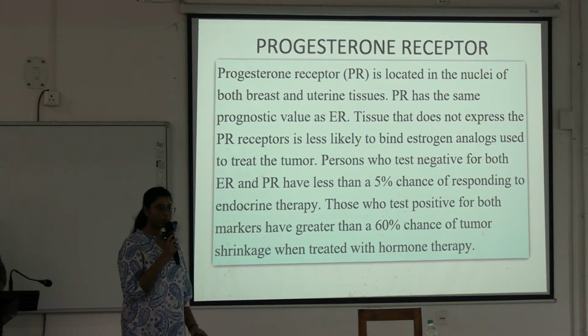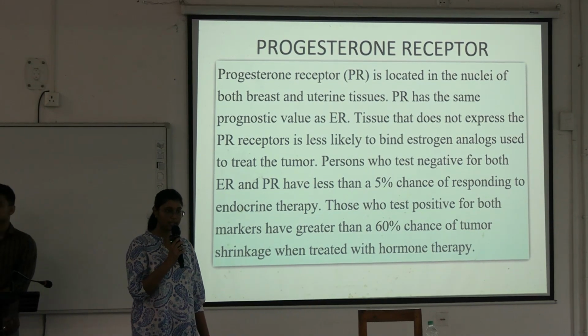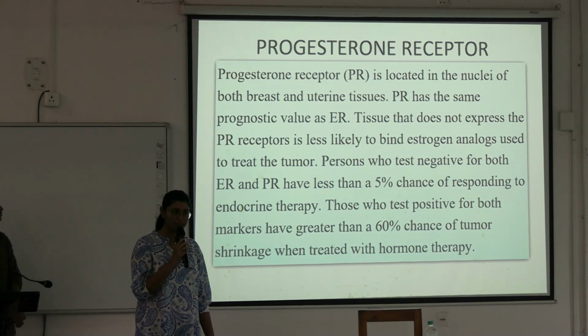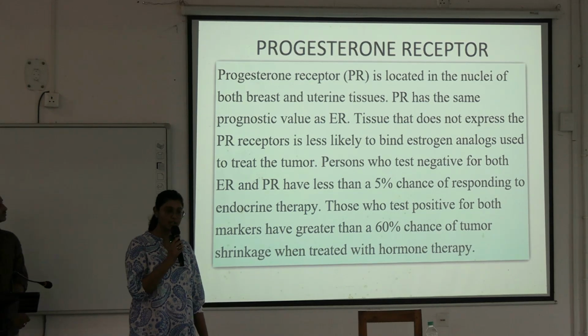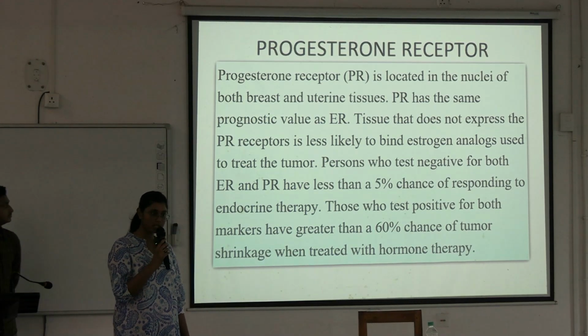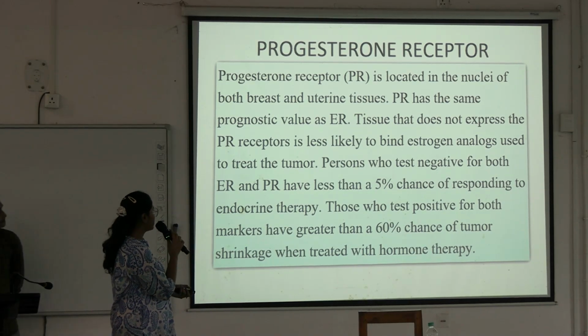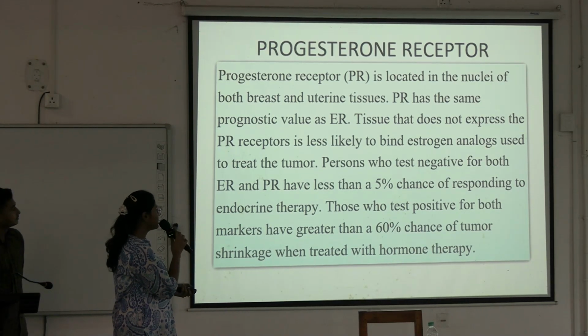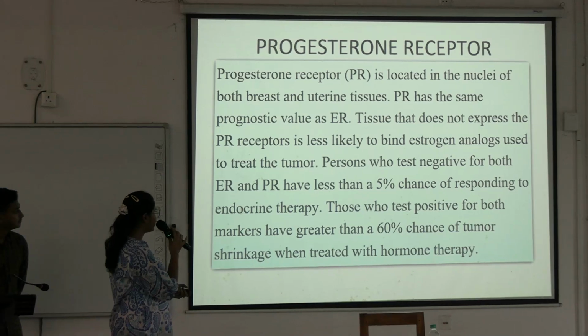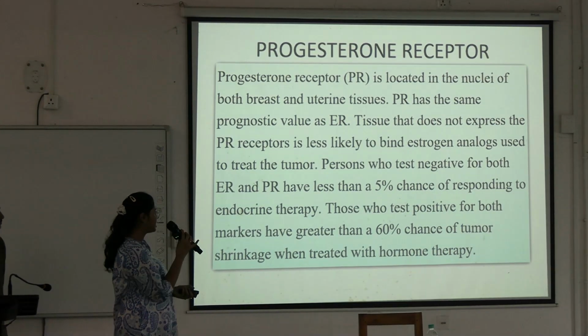Progesterone receptor. Progesterone receptor is located in the nuclei of both breast and uterine tissue. Progesterone receptor has the same prognostic value as the estrogen receptor. Tissue that doesn't express the PR receptor is less likely to bind estrogen analogs used to treat the tumor.